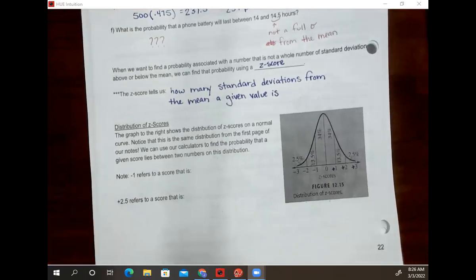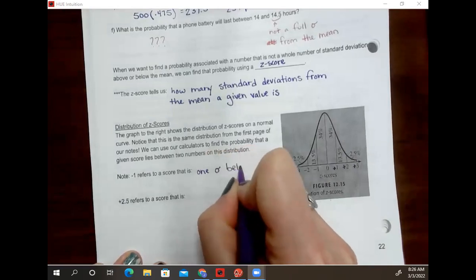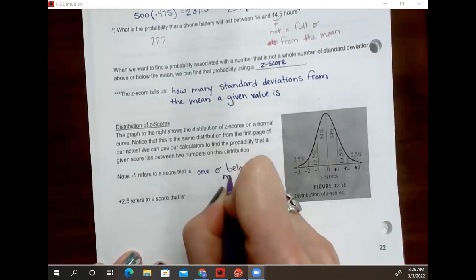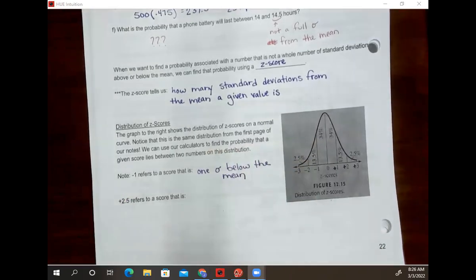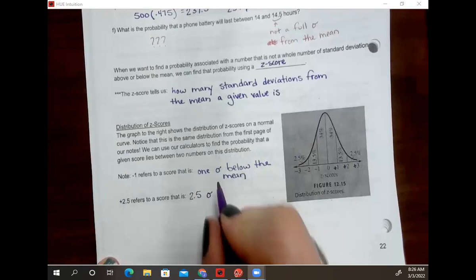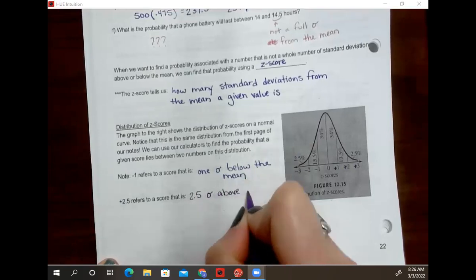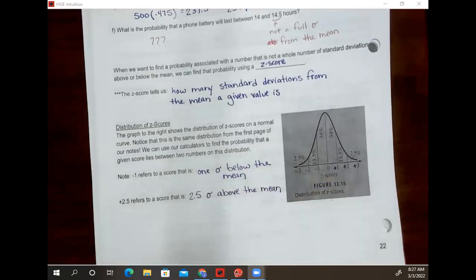Okay, so again, the key idea here with z-scores is that minus 1 refers to a score that is 1 standard deviation below the mean. So if you see minus 1 in reference to a z-score, we're talking 1 standard deviation below the mean. If you were to see plus 2.5, that means we're looking at a score that is 2.5 standard deviations above the mean. And you'll see some example problems that use that terminology a little bit later on.